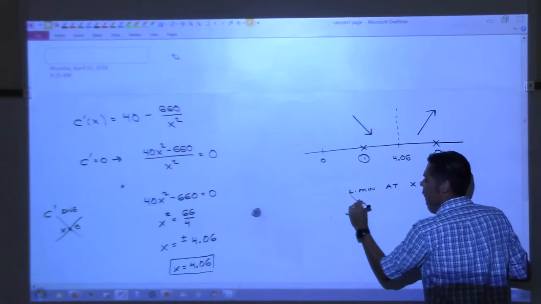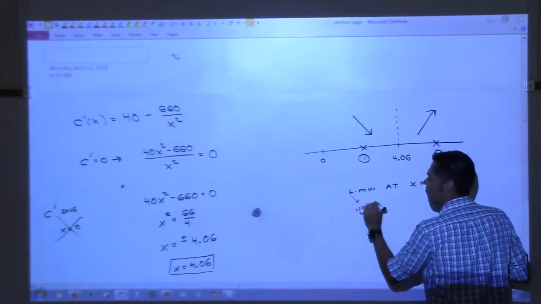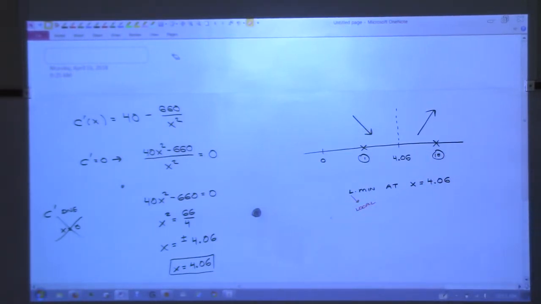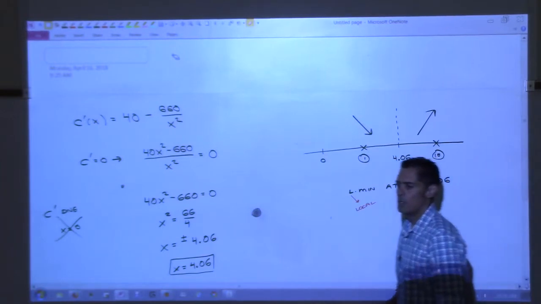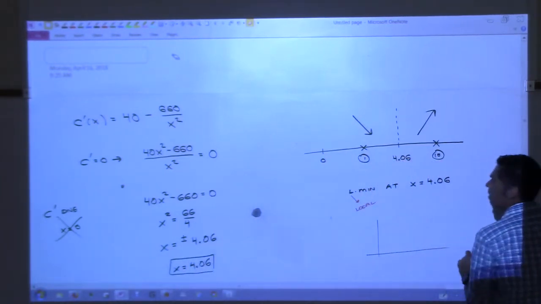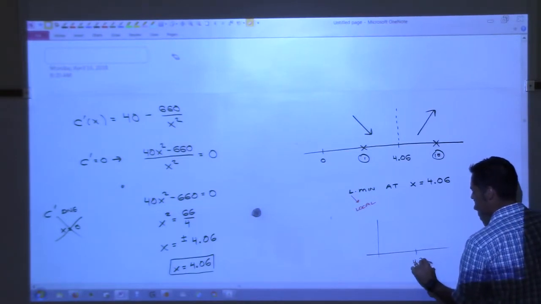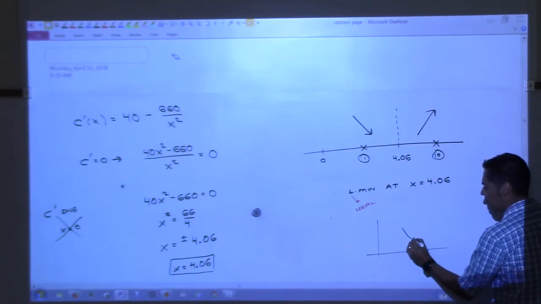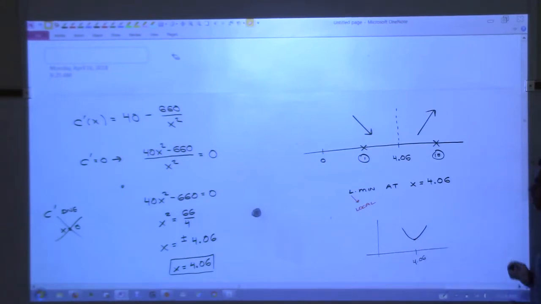But remember, this said local, didn't it? Doesn't local only tell you what's happening locally? How do I know that this is the absolute minimum of this function? Think about the graph of this. What I know is that at 4.06, the graph has a local minimum, right? Like this? Okay.